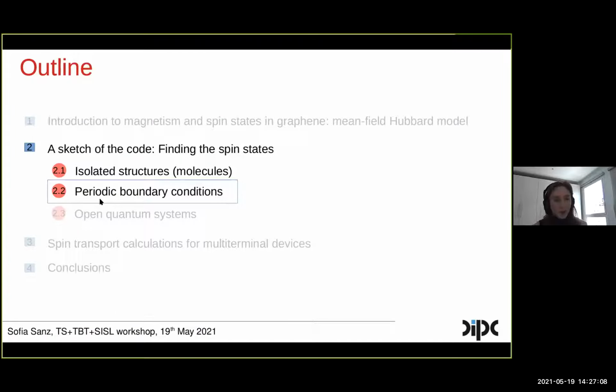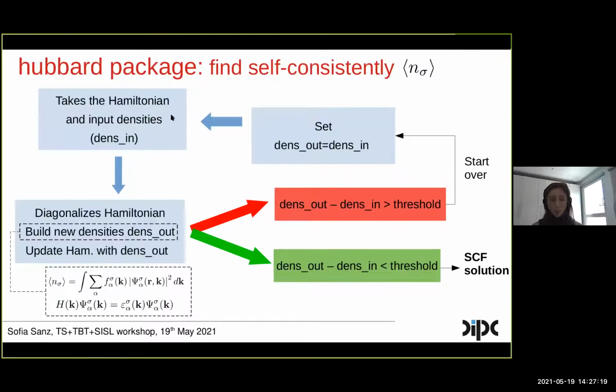Okay, I will continue with explaining how we can find the self-consistent solution for a system with periodic boundary conditions. Okay, so going back to our self-consistent process, generalizing the implementation for systems with periodic boundary conditions is pretty easy because we only have to do the same as before, but for the k-space Hamiltonian. So now we would have to diagonalize the Hamiltonian for each k point in the Brillouin zone and then integrate to obtain the spin densities. But the rest of the process is exactly the same as before.